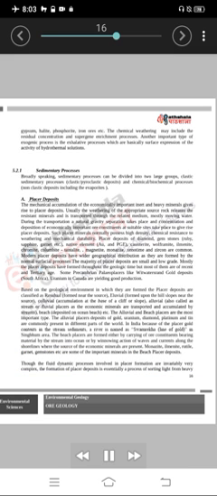gypsum, halite, phosphorite, iron ores etc. The chemical weathering may include the residual concentration and supergene enrichment processes. Another important type of exogenic process is the exhalative processes, which are basically surface expression of the activity of hydrothermal solutions. 5.2.1 Sedimentary processes.